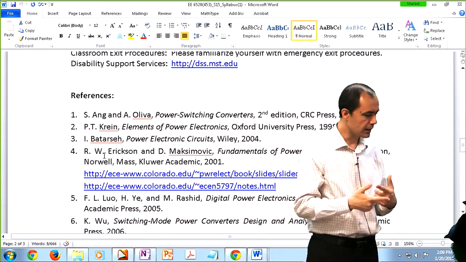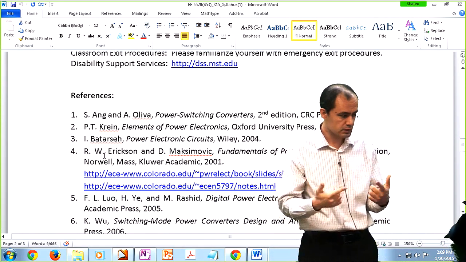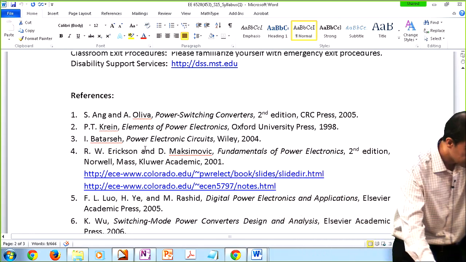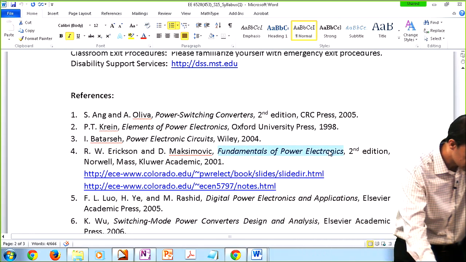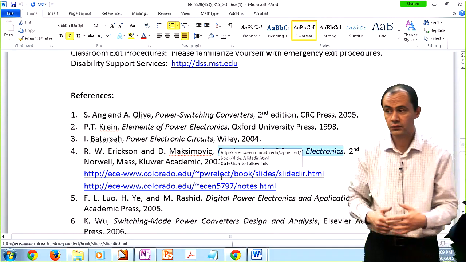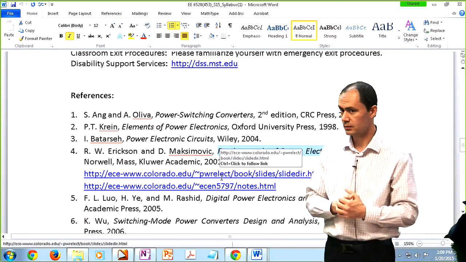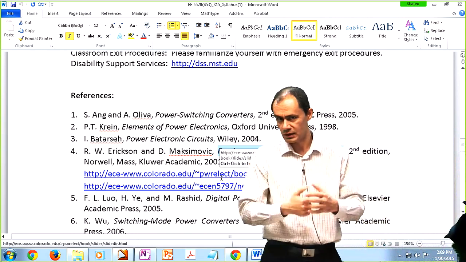But the one that my notes are closer to, not identical, but closer to, is number 4, Fundamentals of Power Electronics. And there are 2 links over here that provide some of the slides that the authors of the book have provided, and they are free. You can actually download them.